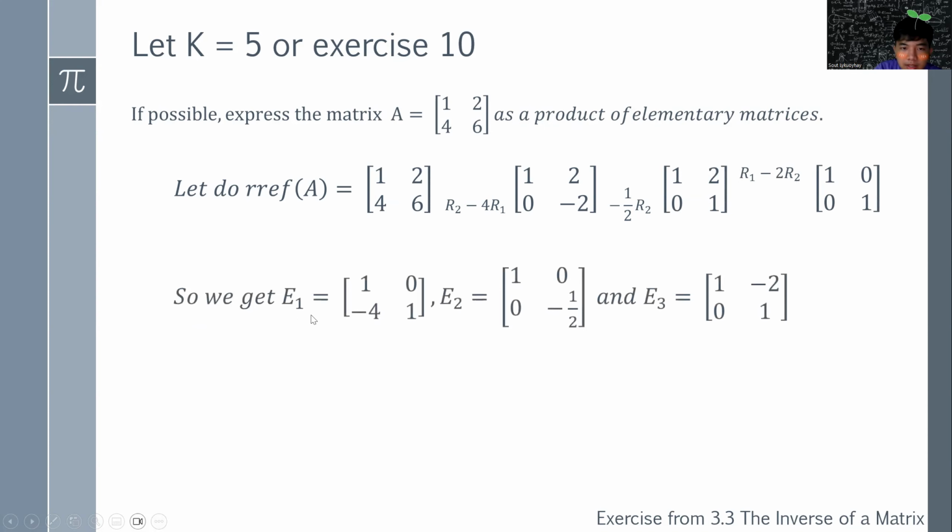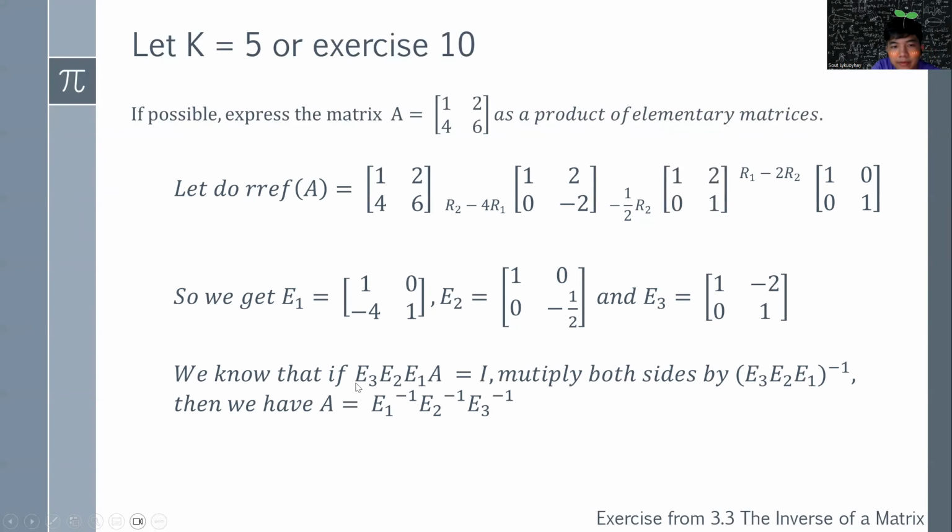So then we got E1, E2, and E3. How do we know E1 is 1, 0, minus 4, 1? E1 is here, then E2, and E3. To find E1, we use the row reduction steps. We know that it is adding to the second row, AR2 minus 4 AR1. So AR2 is 0, and minus 4 AR1 is minus 4. Minus 4 added to the second row here is minus 4. So the answer must be 1, 0, minus 4, and 1. And we do the same with E2 and E3.